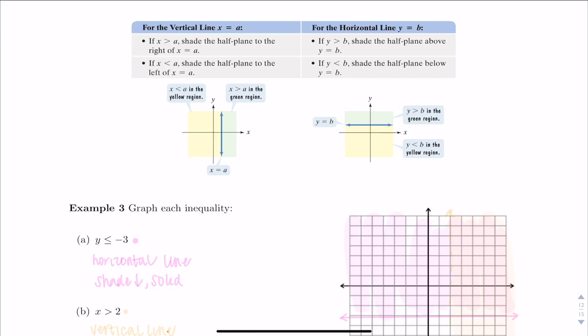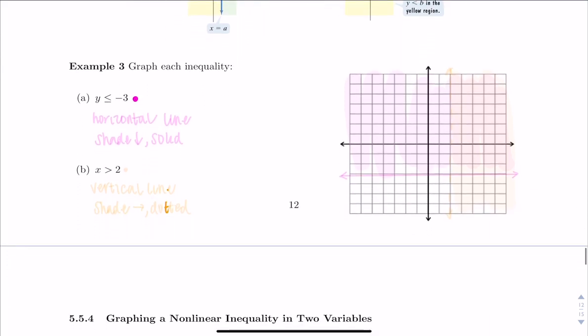So we need to graph the inequality y is less than or equal to -3. Let's go ahead and do this in pink. This is a horizontal line, and we will be shading below. This is also solid. So let's go down to -3. We've got a solid line, and then we will be shading below. And so that's the solution for that one.